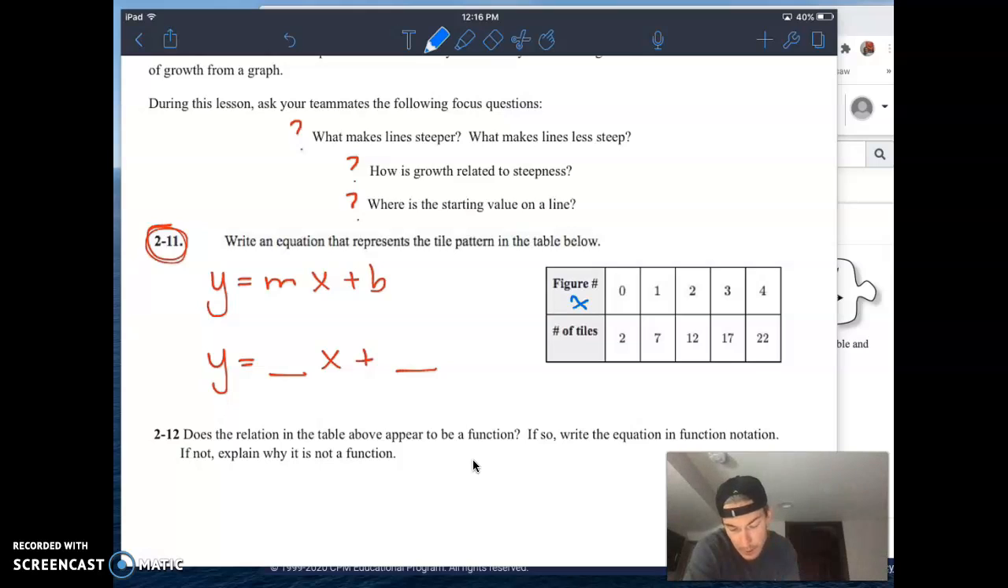The next thing we're going to do is look at the y values, the number of tiles that we might have. Because I'm counting by ones, here is where I'm looking for that change. So the question I would ask is, what am I going up by there? I count from 2 all the way up to 7. What am I climbing by? And is that the same as I count from 7 to 12, 12 to 17, and 17 to 22? The answer is yes. We're growing by 5, or adding 5 each time.